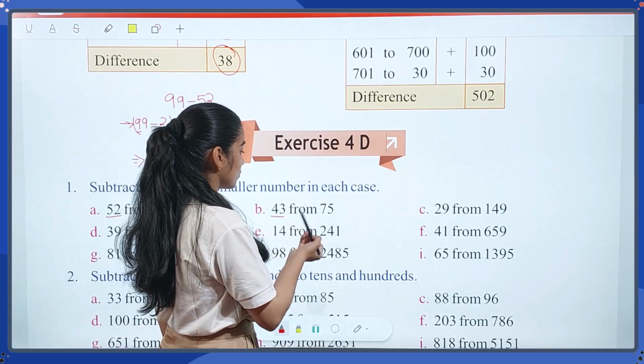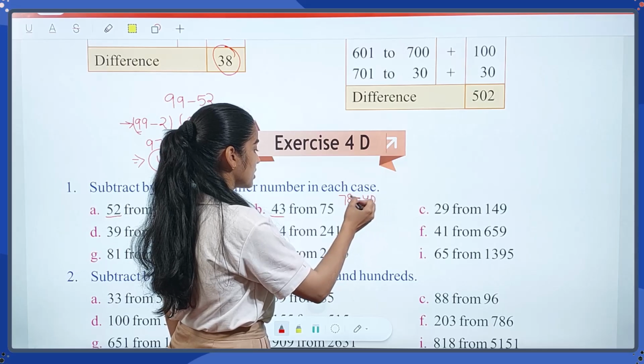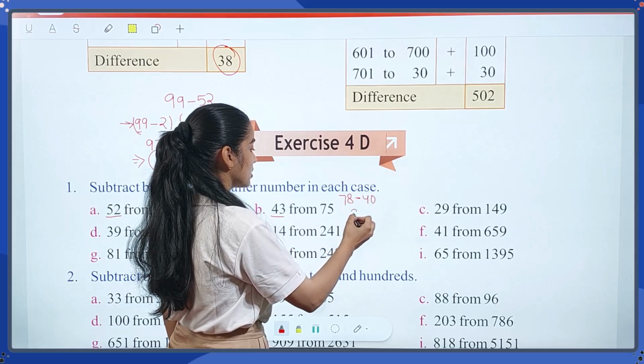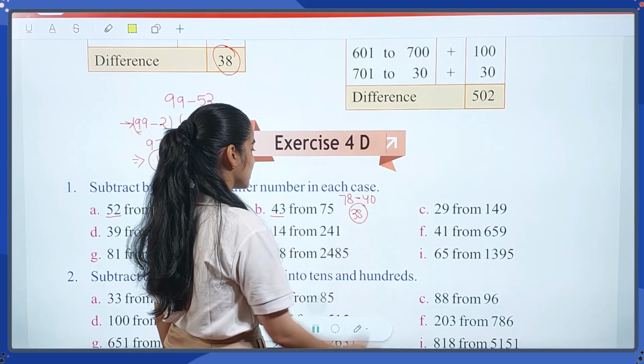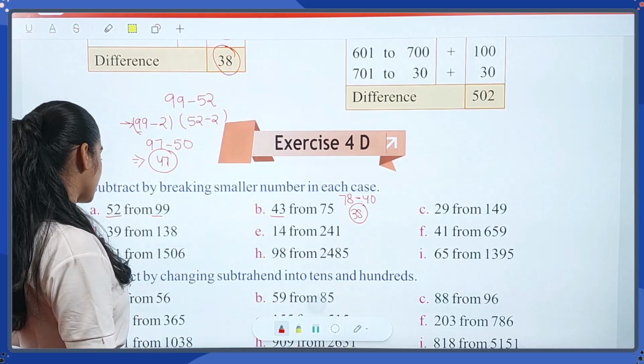So you can do these questions in the same way. Now for 4B, what you have to do: 78 minus 40. 78 minus 40 is 38, your answer. So students, you have to do the rest of the questions in a similar way as I do.